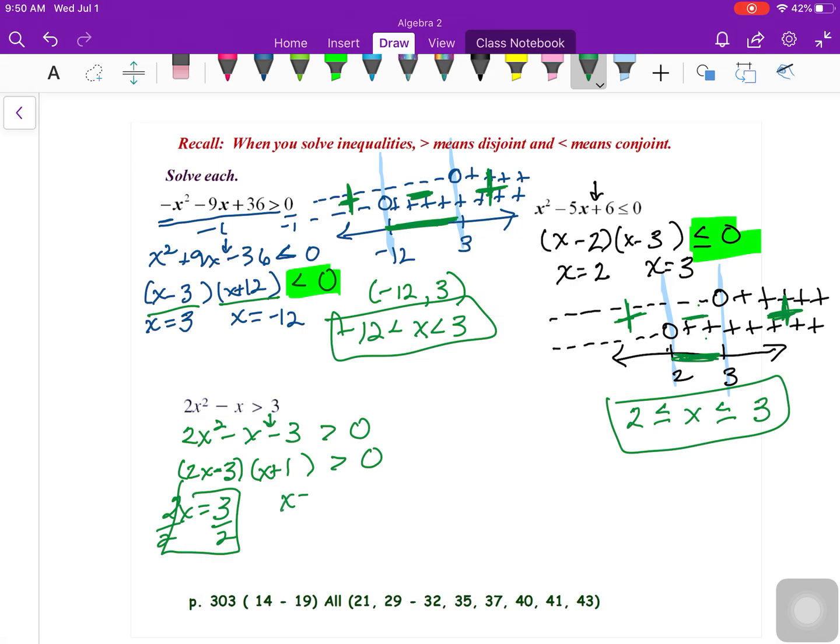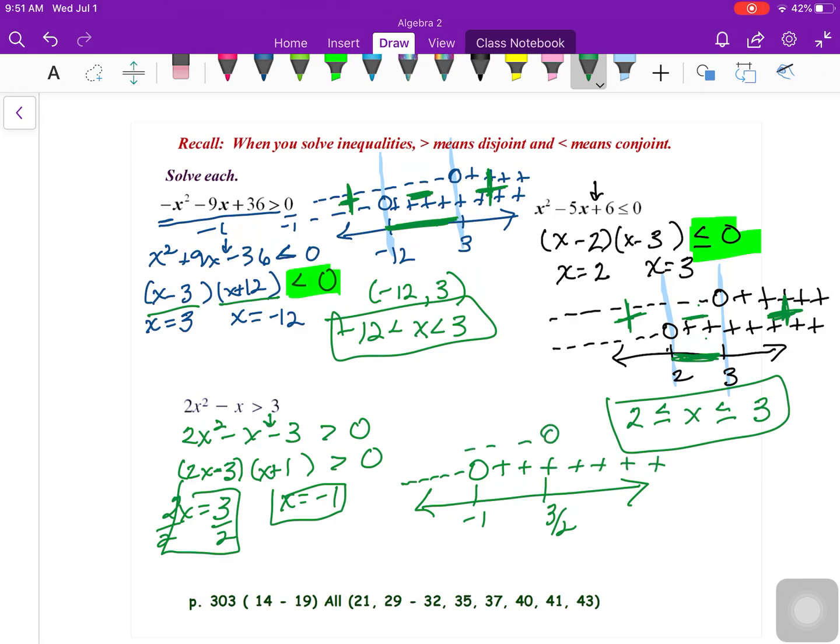So when I solve this one, I get 2x equals 3, divide by 2. X is 3/2. And this one, x is -1. So then my solution, -1 is to the left of 3/2. -1 was a 0. Left are negatives, right are positives. 3/2 was a 0. Left are negatives. Right are positives. And again, I have my 3 divisions there.